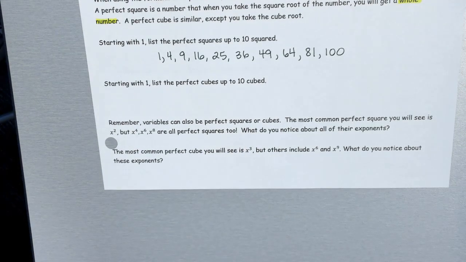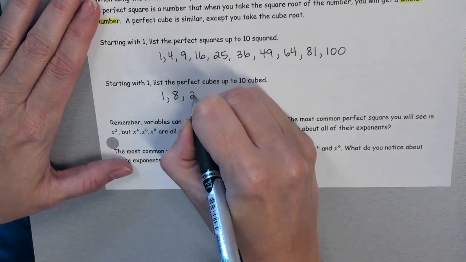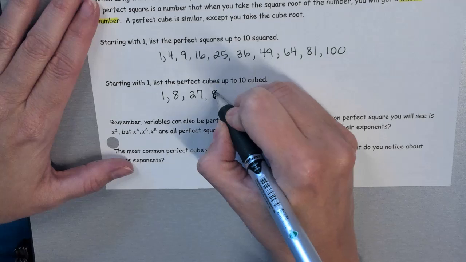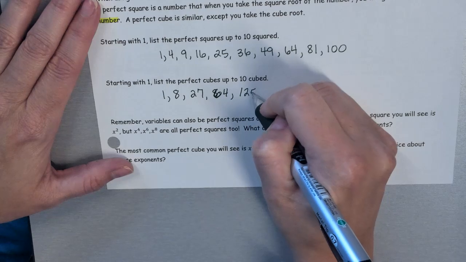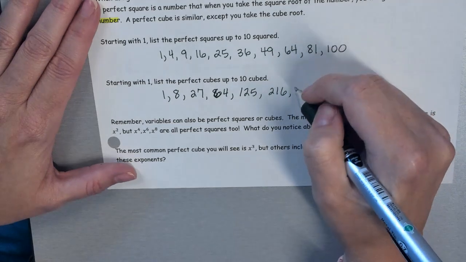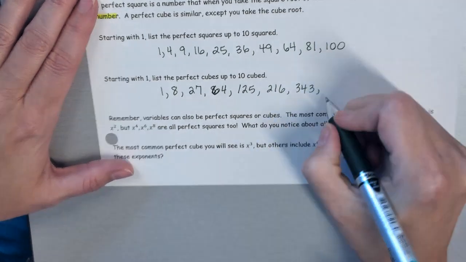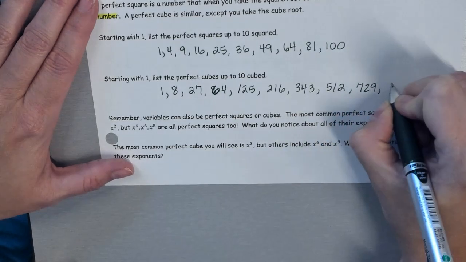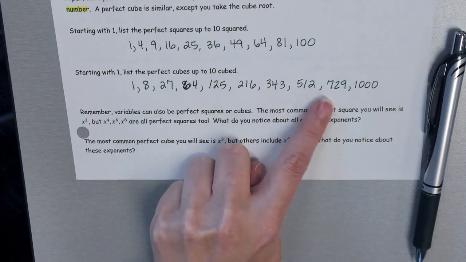Now we're going to do the cubes. So 1 cubed is 1, 2 cubed is 8, 3 cubed, 4 cubed, 5 cubed. Good. Do you guys know 6 cubed? No. 7 cubed? No. 343. 8 cubed is 512. Then 729. And what's 10 cubed? 1,000. Okay? So now that you have these, you'll be able to recognize them.